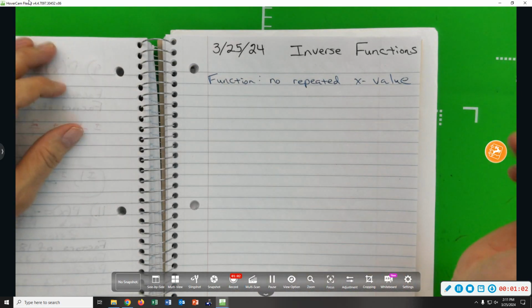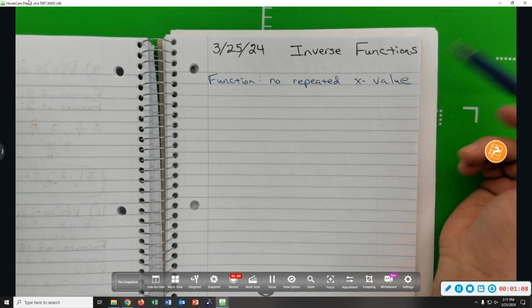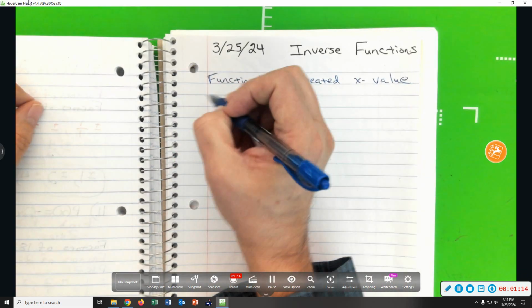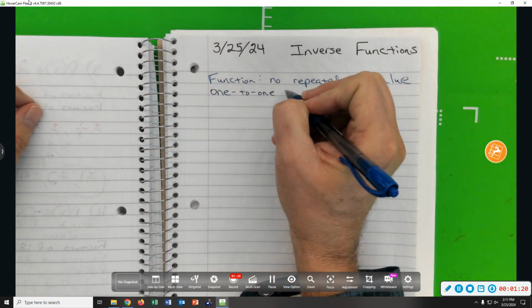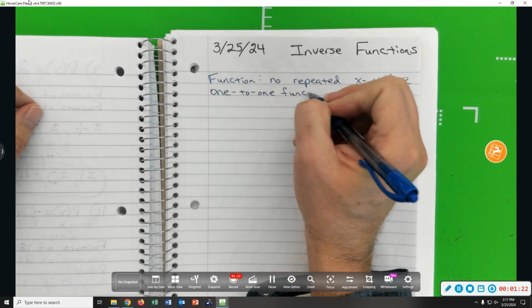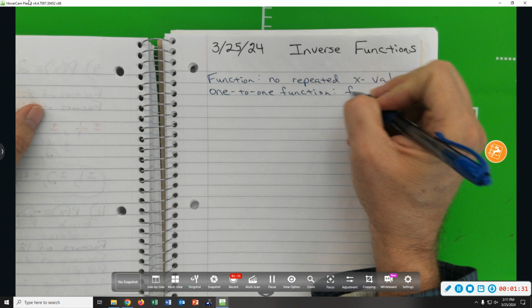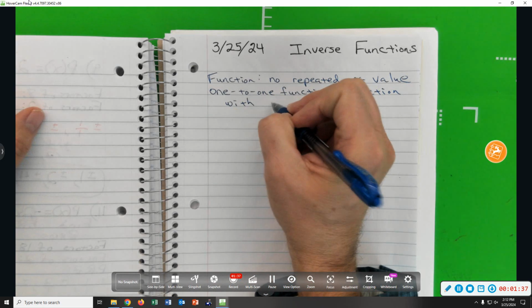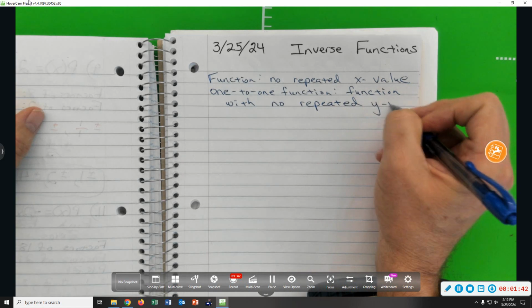The relation could still be a function if you have repeated y values, but there's a special type of function called a one-to-one function. A one-to-one function means it's a function with no repeated y values.